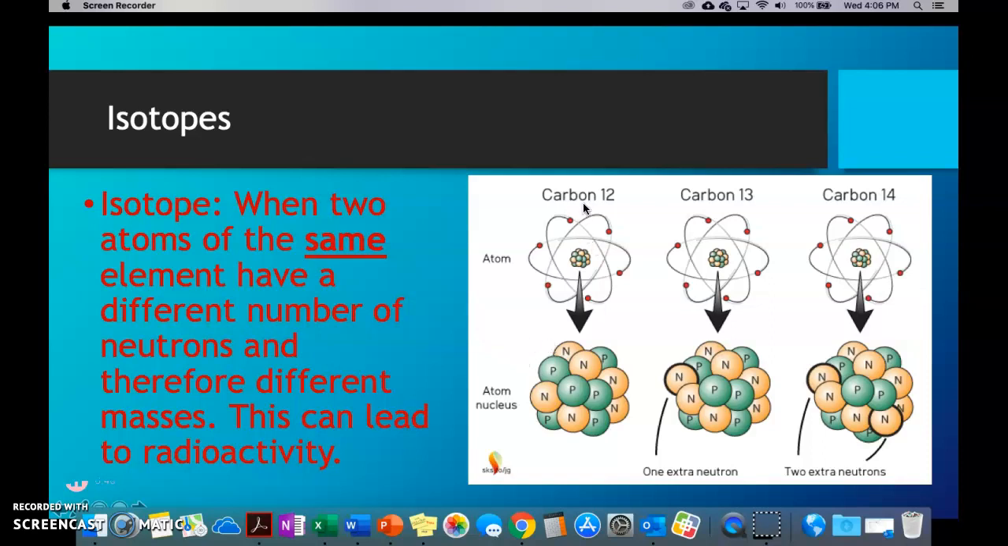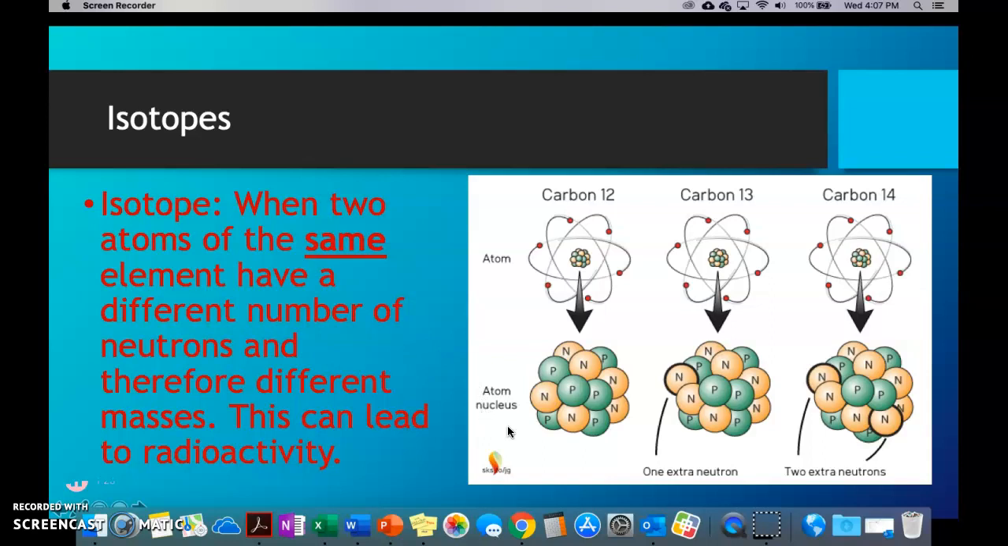So carbon-12, which is one isotope of carbon, has 6 protons and 6 neutrons. Carbon-13, however, while it still has the 6 protons, has 7 neutrons. And carbon-14, again, still has 6 protons because that's why it's carbon, but it has 8 neutrons. It is the addition of these neutrons in the nucleus that actually can cause radioactivity.